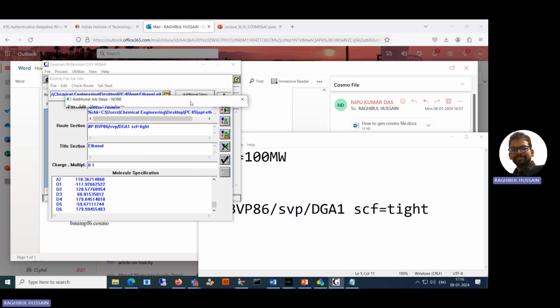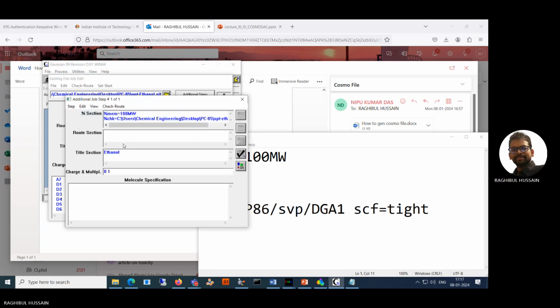Now go to the additional steps. Go to the additional steps on the right hand side, top part, click on add. Yeah, it is the UI error. So you go first option and add steps. Actually, that earlier one I performed one calculation. It is a next calculation. So that is why additional step is there.